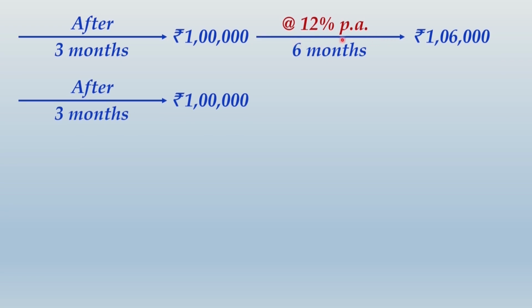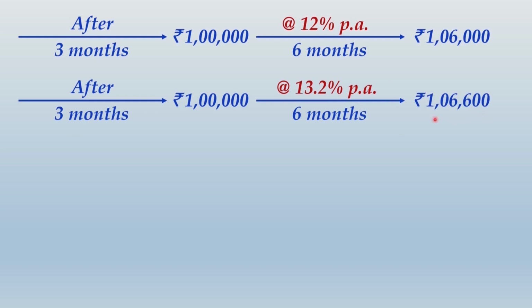In that case, you will not pay interest at 12%. You will pay interest at what rate? You will pay interest at 13.2% per annum, correct? If you are going to pay interest at 13.2% per annum, obviously you are going to pay more amount on maturity. So you are going to pay 1,06,600. I'm sure you understand this. Because of FRA, if you borrow 1 lakh, you would repay 1,06,000. Without FRA, if you borrow 1 lakh, you would have repaid 1,06,600.